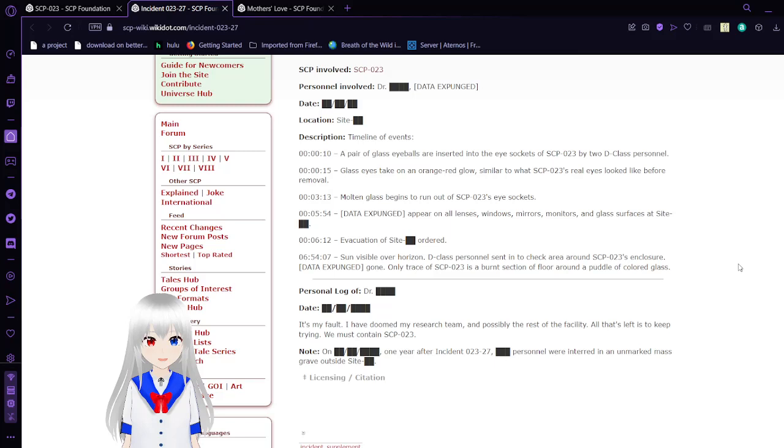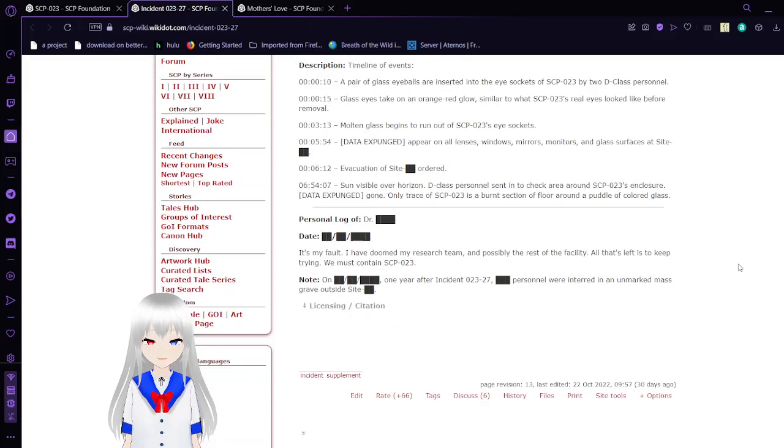At 5 minutes and 54 seconds after midnight, data expunged appears on all lenses, windows, mirrors, monitors, and glass surfaces at Site Blank. At 6 minutes and 12 seconds after midnight, evacuation of Site Blank is ordered. At 6 hours, 54 minutes, and 7 seconds after midnight, the sun is visible over the horizon. D-class personnel are sent to check around SCP-23's enclosure. Data expunged is gone. The only trace of SCP-23 is a burnt section of the floor around a puddle of colored glass.